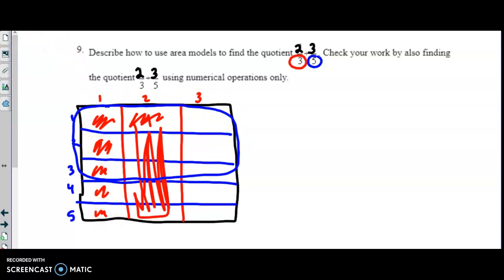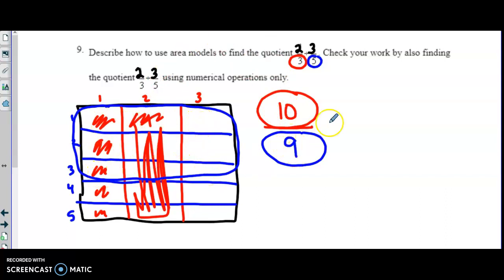Okay, and then to write your answer of this division problem, the top number is going to be how much you shaded in red, and then the bottom number is going to be how much you shaded or circled in blue. So if we look at the red, we shaded 1, 2, 3, 4, 5, 6, 7, 8, 9, 10. And then if we look at the blue, we shaded 1, 2, 3, 4, 5, 6, 7, 8, 9. So using the area model, we would get the answer as 10/9.